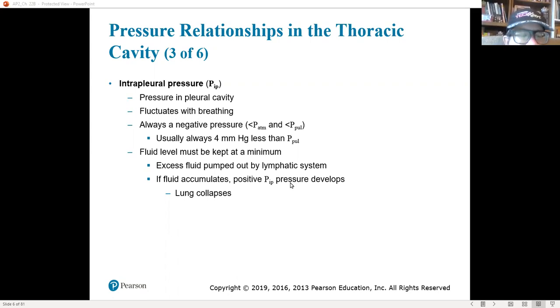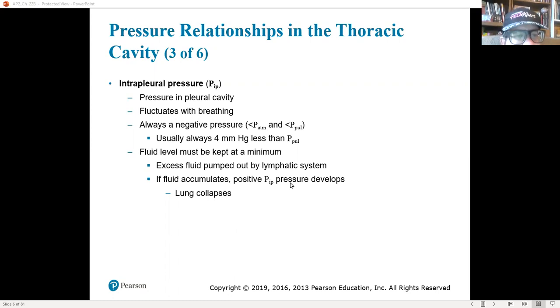It always has a slightly negative pressure. What that means is, if you had a positive pressure, if you had more pressure in that space than you did in the lung, you'd collapse the lung. So we try to keep the pressure down. We keep the amount of fluid down.